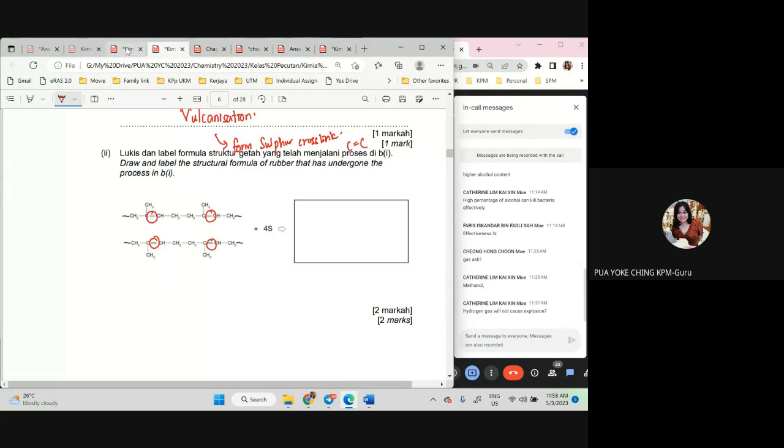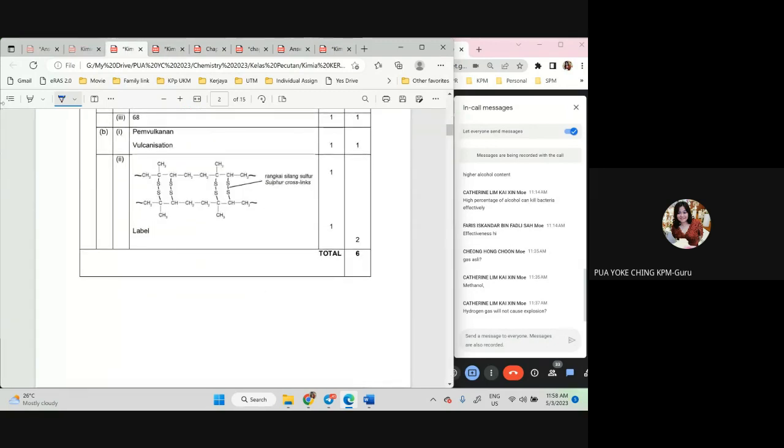So the answer, I terus show answer senang sikit. So you will get like this. S, S, S, S, S, S, S, S. Sekaligus tambah 4. Because what you have here is 4S, dia bagi 4S. Okay, this is your sulfur crosslink. Okay, hilangkan double bond dia, masukkan S. So 1 mark is for you draw, 1 mark is for you to label lah. So kalau you tak draw, you tak label, memang tak dapat markah.